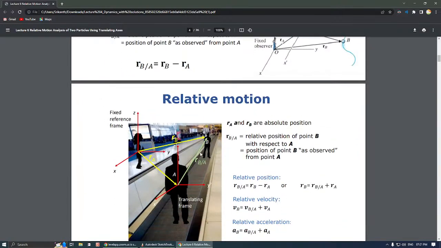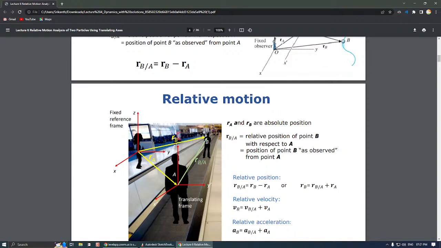And see here we have one more example. So this is an elevator, right? I think it's a horizontal elevator. People will be moving forward in the line, right? The fixed reference is a person who is standing on the platform. Okay, so he is stationary and he is watching two people move on this elevator.